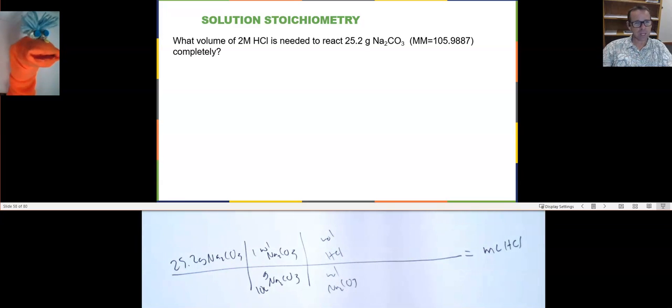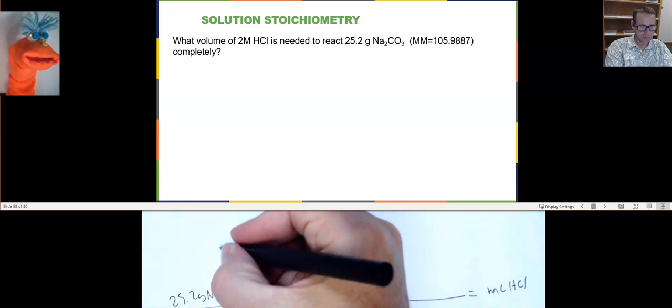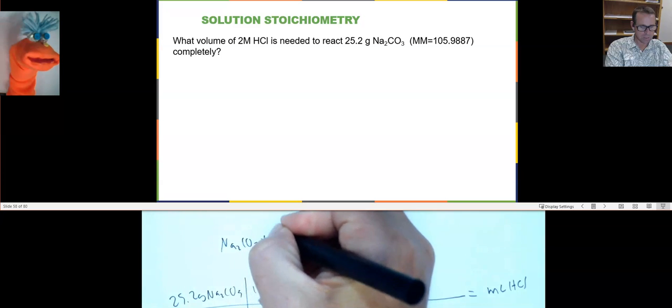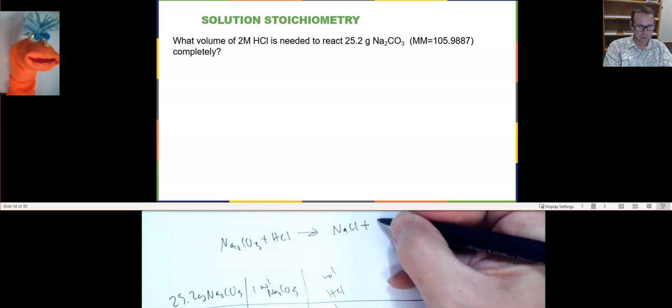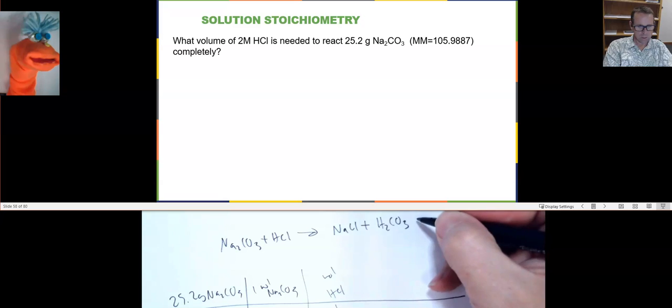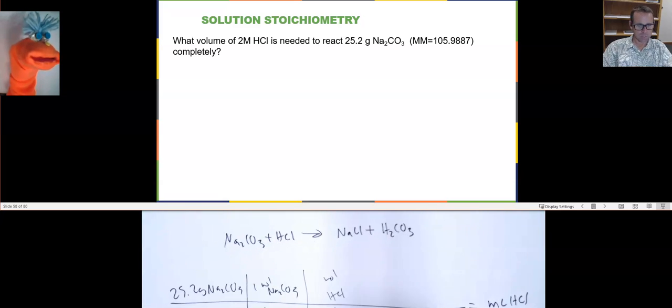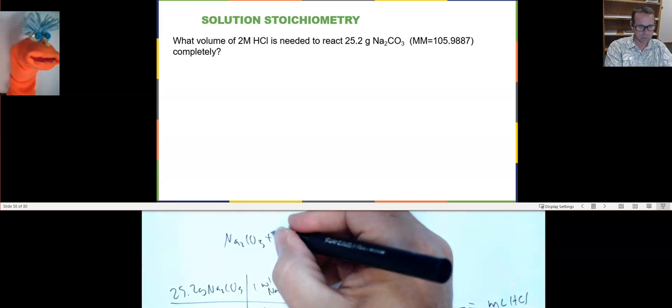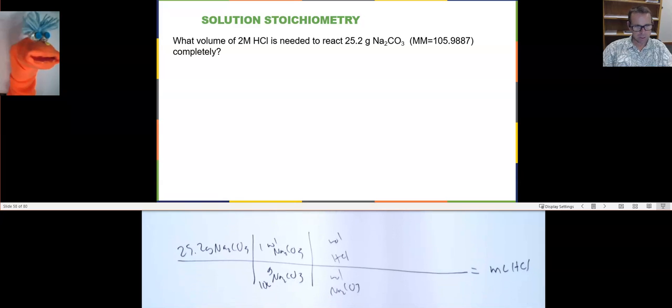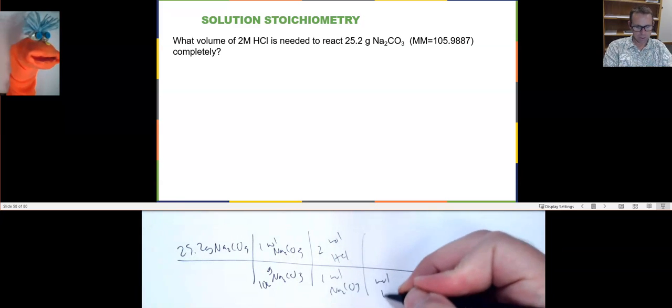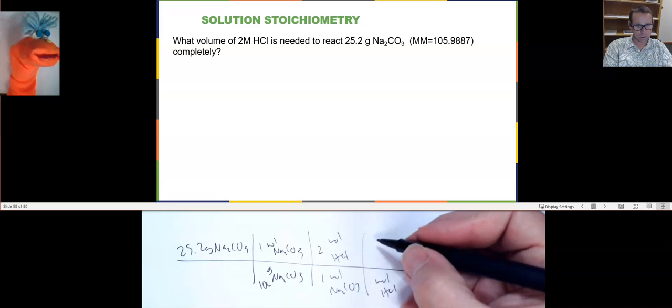Now, I don't have a chemical reaction provided for us. Well, you can write it, right? Yeah, I can. I can identify the reaction knowing that I have Na2CO3 reacting with HCl, and my products are going to be NaCl and H2CO3. To balance this equation, I'm going to need 2 HCl's and I'm going to produce 2 NaCl's. So that reaction is balanced there, so I can see that 2 moles of this are required for every mole of that.